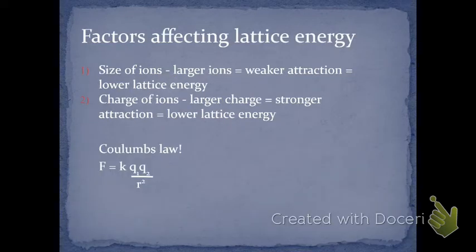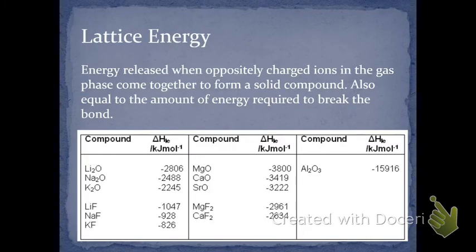So, what are some factors that affect lattice energies? What makes lattice energy bigger or smaller? If you look back, Li2O is negative 2,806. LiF is only negative 1,047. So we would say that lithium oxide, Li2O, has a larger lattice energy than LiF. Well, the question is, why does lithium oxide have a greater lattice energy than lithium fluoride?